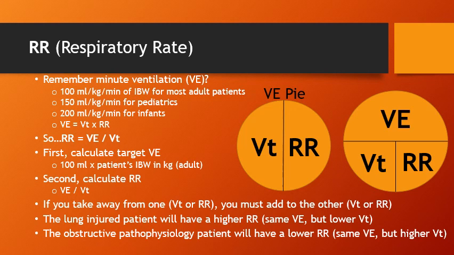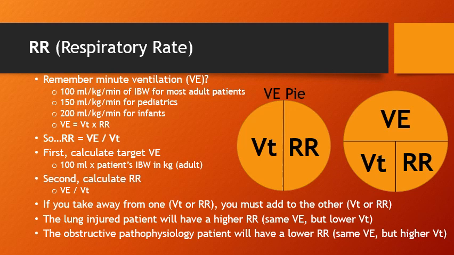But what we can do, if we need to, and we'll talk about why we would do this later, is adjust either the tidal volume or the respiratory rate for different reasons. But if we do that, we must add to one if we're taking away from the other, or take away from one if we're adding to the other, because we always have to have 100%. We always have to have a full pie.